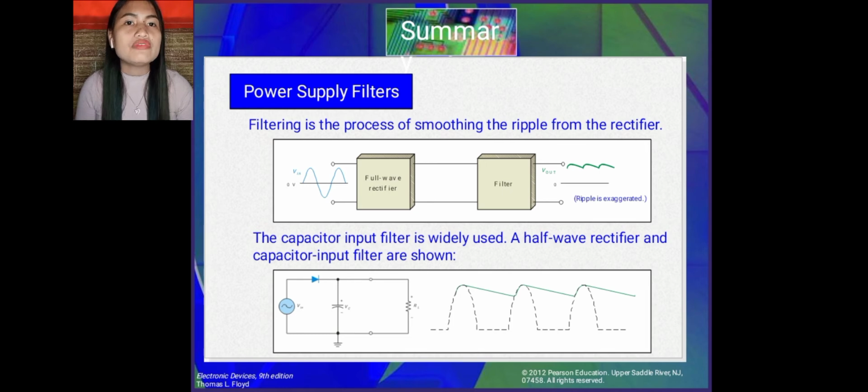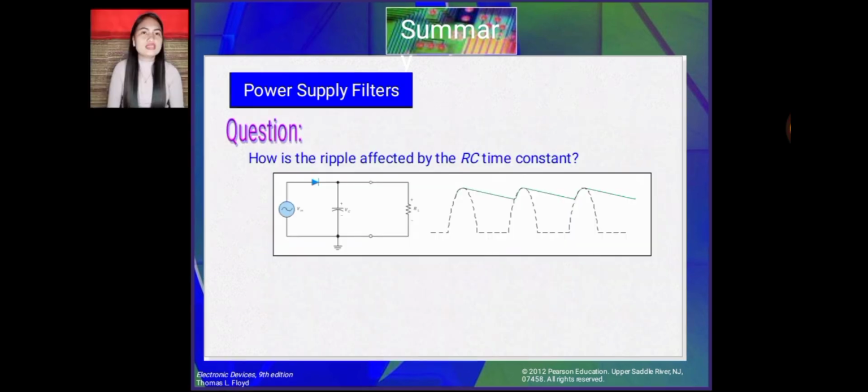So, ang filter is simply a capacitor connected from the rectifier output to the ground. So, ang RL naman, it represents the equivalent resistance of a load. So, gagamitin natin ang half-wave rectifier to illustrate the basic principle and then to expand the concept to full-wave rectification. So, question, how is the ripple affected by the RC time constant?